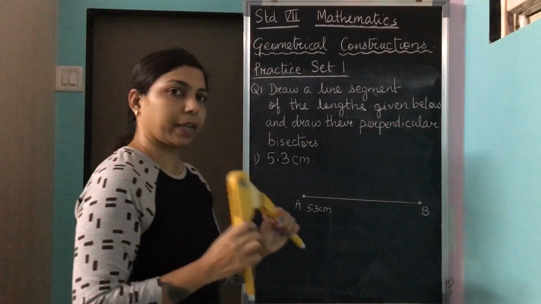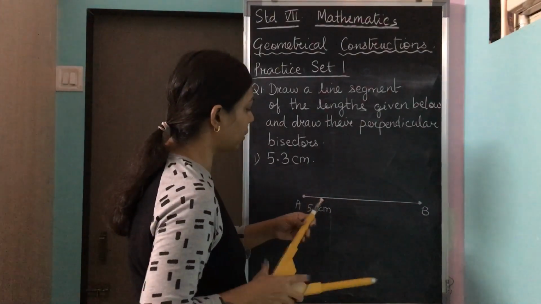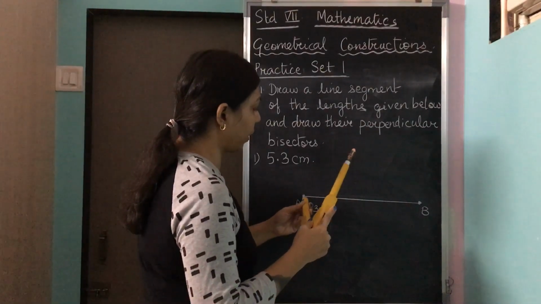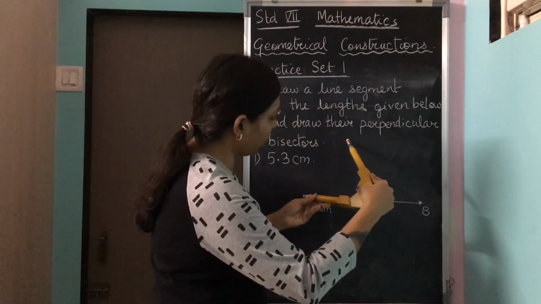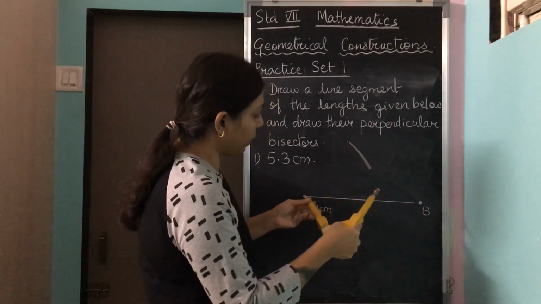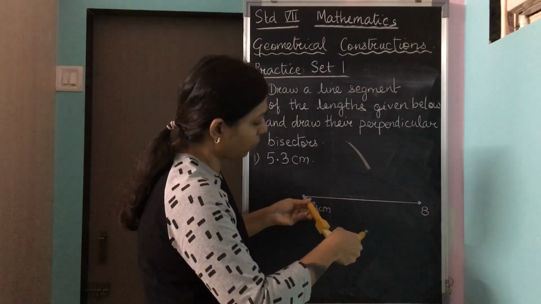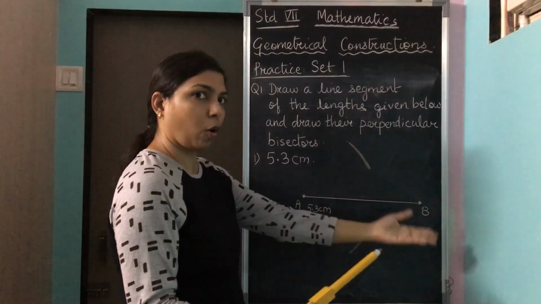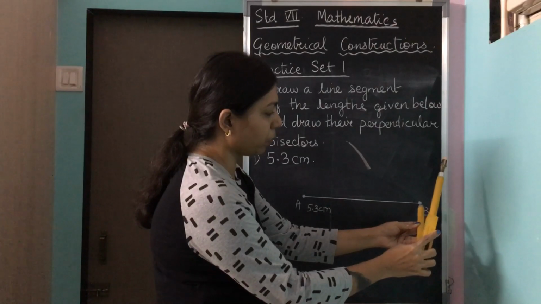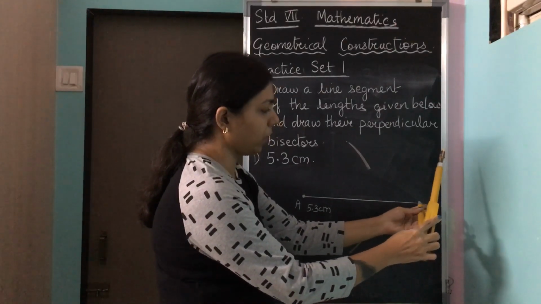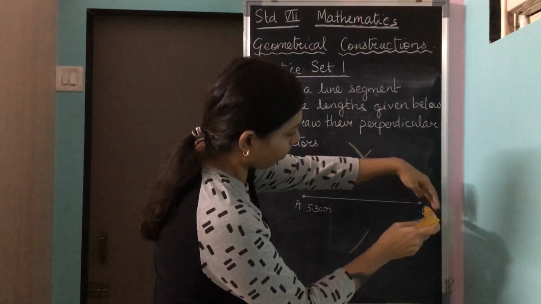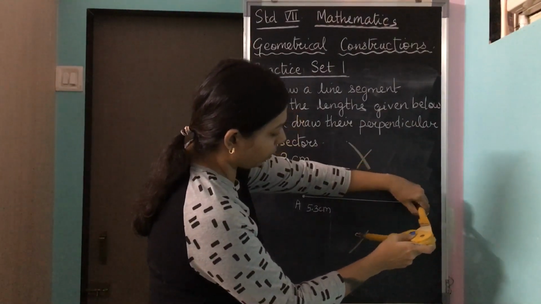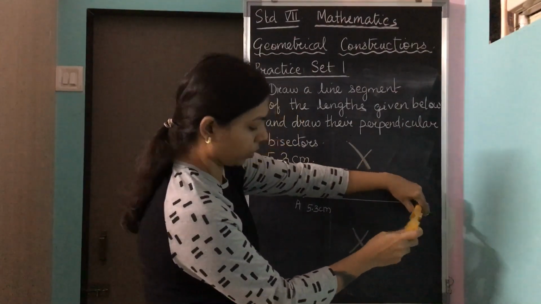Now we have to make our perpendicular bisector. So I'll keep my compass first on point A, the pointed part of the compass on point A, one arc at the top and one arc at the bottom. The same on point B. See the pointed part of the compass on point B. One arc at the top and one arc at the bottom.